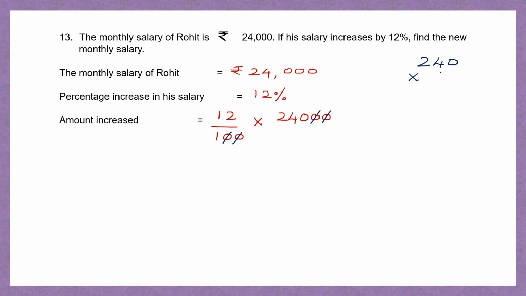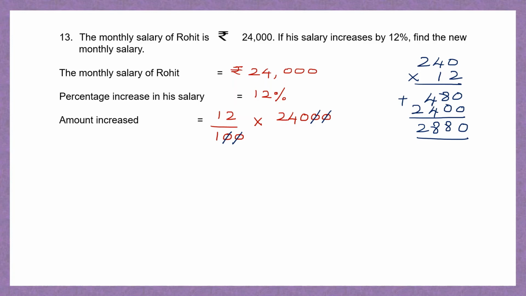240 into 12. 2 zeros are 0, 2 fours are 8, 2 twos are 4. Then here we start the second step with this. 1 zeros are 0, 1 fours are 4, 1 twos are 2. Now let's add this up. 0, 8, 8, 2. 2,880. So this is the amount that has increased.